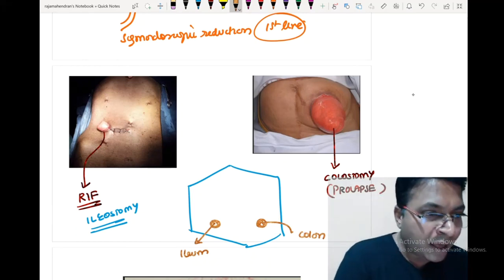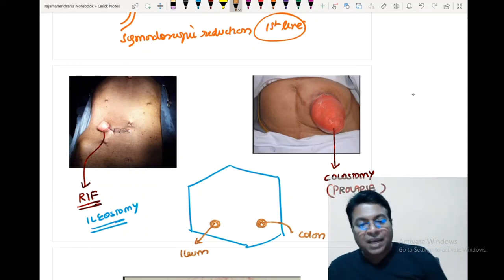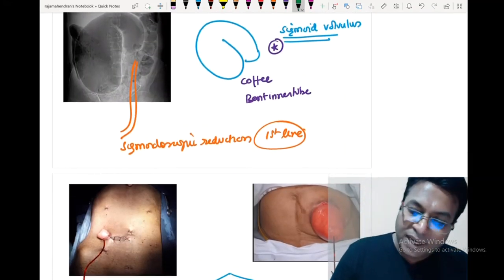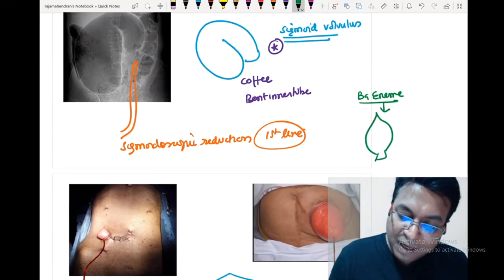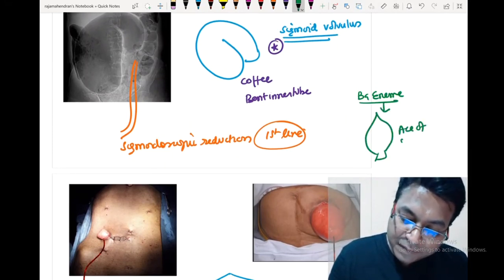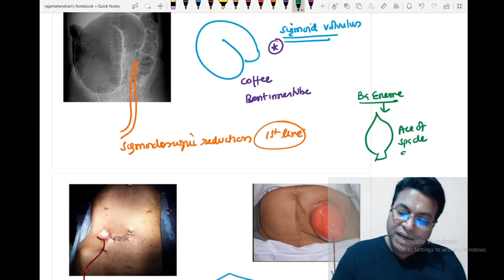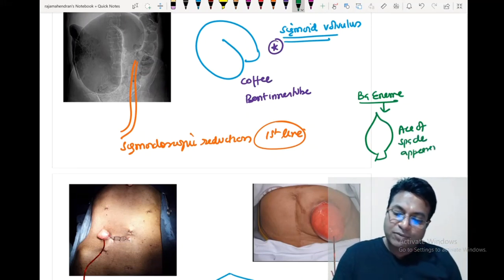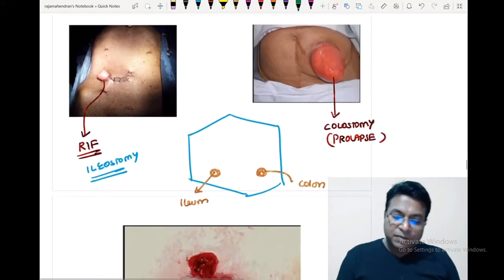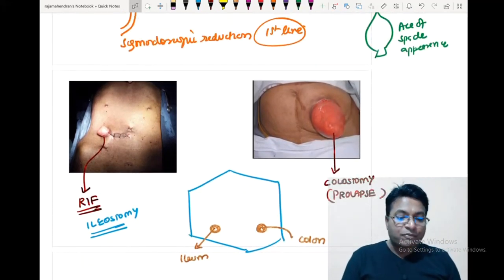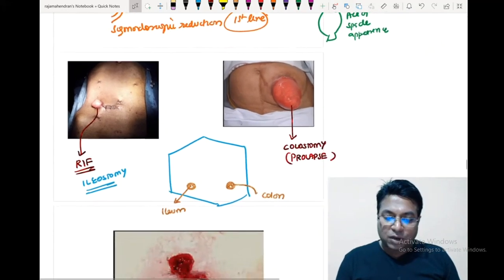Very good, Sugarman. That is the barium enema finding. For barium enema finding of sigmoid volvulus is like this. That is nothing but ace of spade appearance. So ace of spade appearance, but I don't think that at all will come for FMG exams. So that is barium enema showing ace of spade appearance. But these images can be coming for your exam. The right iliac fossa ileostomy, left iliac fossa colostomy.